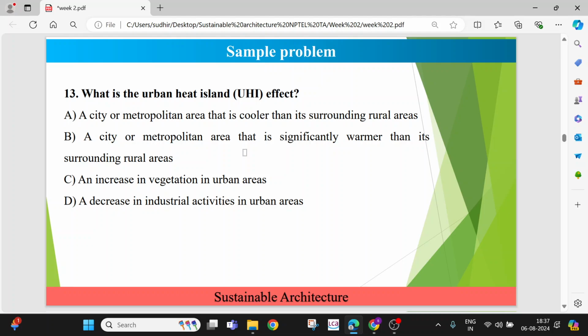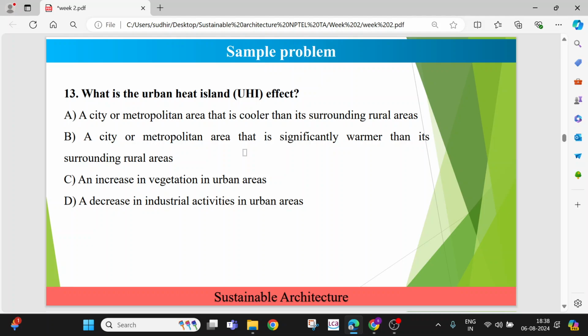So the urban heat island can lead to higher energy demands for cooling, as it makes the environment warmer, and lead to increased air pollution levels and adverse effects on human health. The main effect of the urban heat island is that it makes the surroundings warmer than the rural areas. That's why the correct answer, as stated by most of you, option B, is the right answer for this particular question.